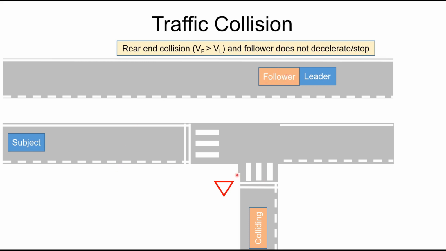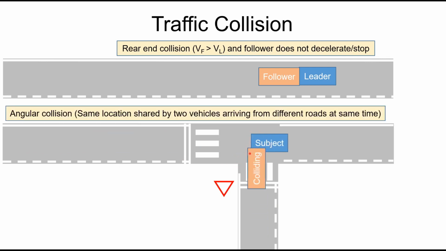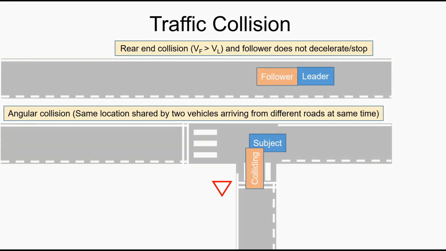Similarly, at an intersection, if there are 2 conflicting streams, then this is the point of conflict here, and this is called the angular collision. When the same location is shared by 2 vehicles arriving from different roads at the same time, and if this vehicle or this vehicle does not take any action, then conflict will occur at this point.